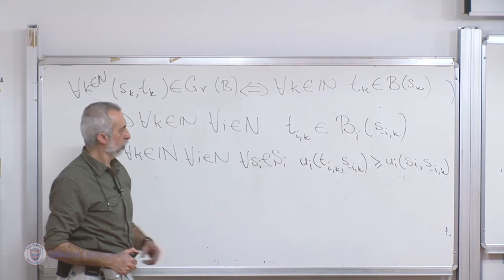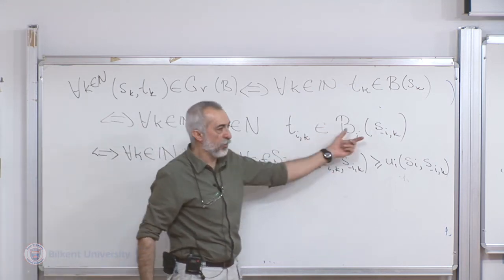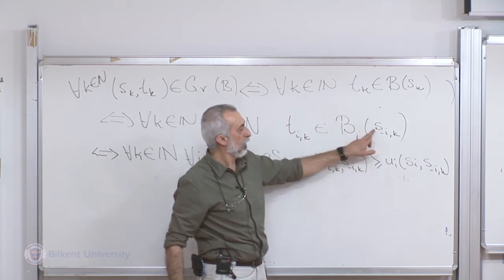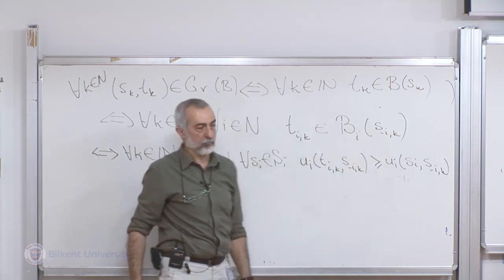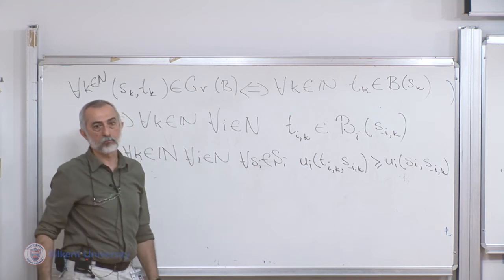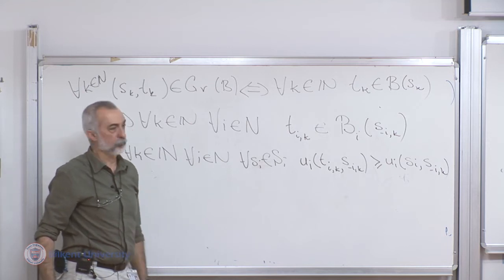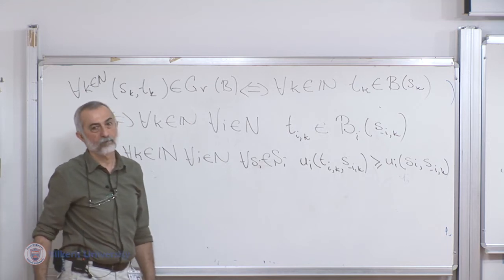Okay, so far so good. So I just wrote what it means for Tik to be a best response of agent I to S minus Ik. Nothing fancy. Okay, so far so good. What is the next thing you would do?